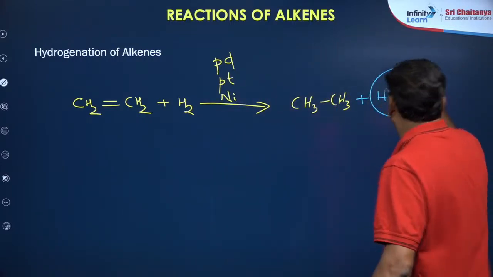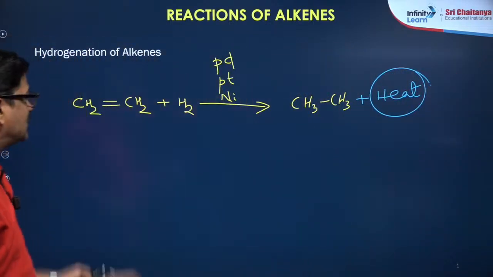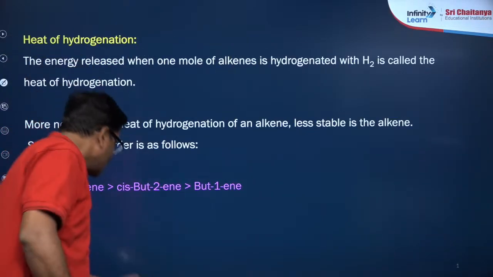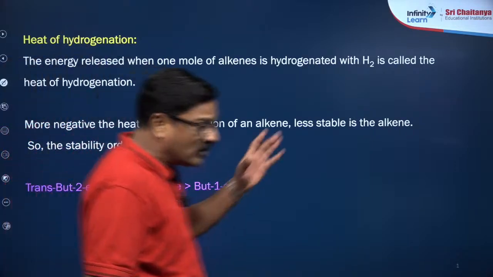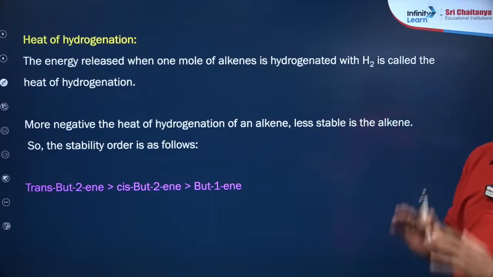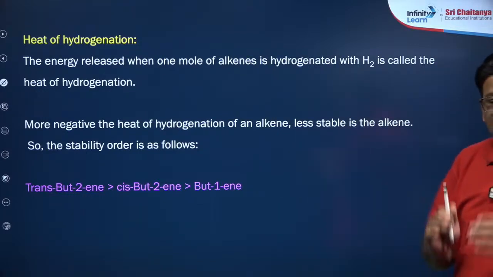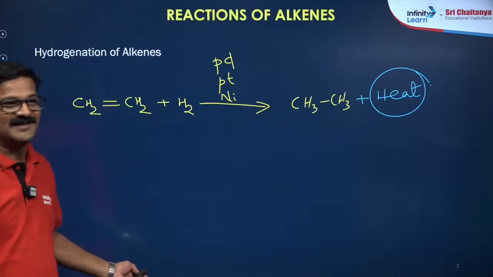So this quantity tells many things. That is what you call heat of hydrogenation. This is your heat of hydrogenation. The energy released when 1 mole of alkene is hydrogenated is called heat of hydrogenation. So is this an exothermic process or an endothermic process?